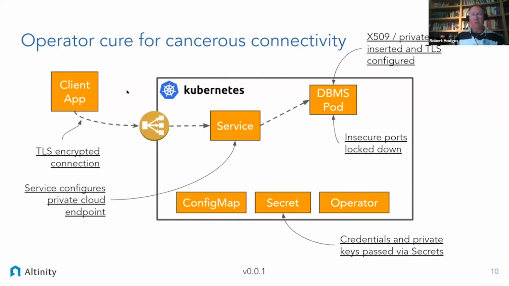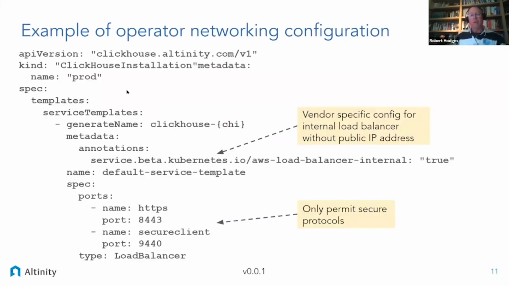So here's an example, just to give you an idea of what this might look like inside the operator. I mentioned that with operators you have a bit of YAML that sets things up. And this is a typical example of a YAML that's used to set up the load balancer here. So we see we have the service annotations. These are standard labels that are recognized by Amazon in this case. And this will create an internal load balancer, so it won't have a public IP address.